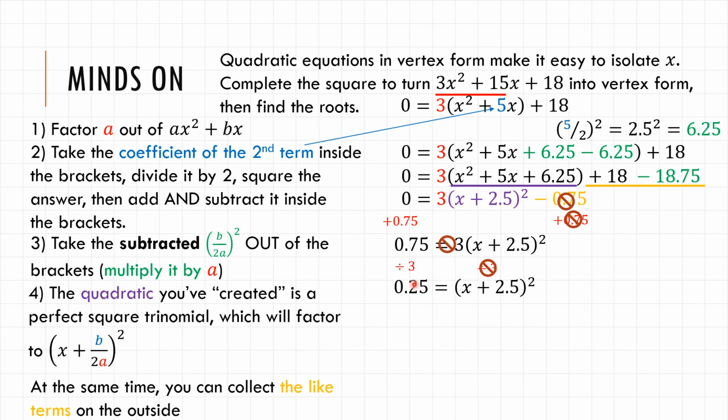0.75 divided by 3 is 0.25, obviously. And now I'm going to get rid of the square. The opposite of a square is a square root. So the square root of this would just cancel that square out. And I have to do the same thing to the other side.